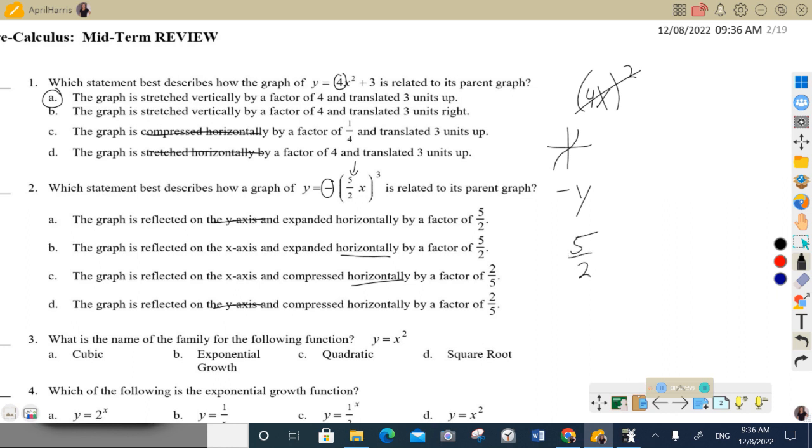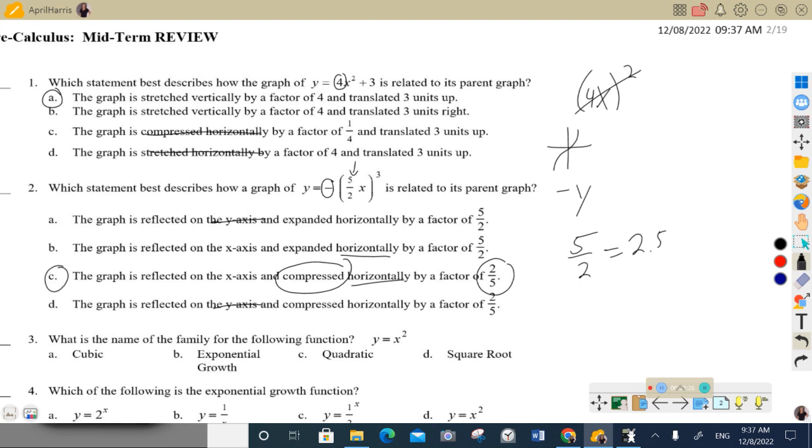Now, 5/2, I don't know. Do y'all know 5/2? Would that make something bigger if you multiply by 5/2 or smaller? It would normally make it bigger. 5/2 is 2.5. So normally that would make something bigger, but it's with x. So it's going to make it smaller. It's going to compress, not by 5/2. Remember, if it's with x, it's a reciprocal 2/5. So the answer is C.